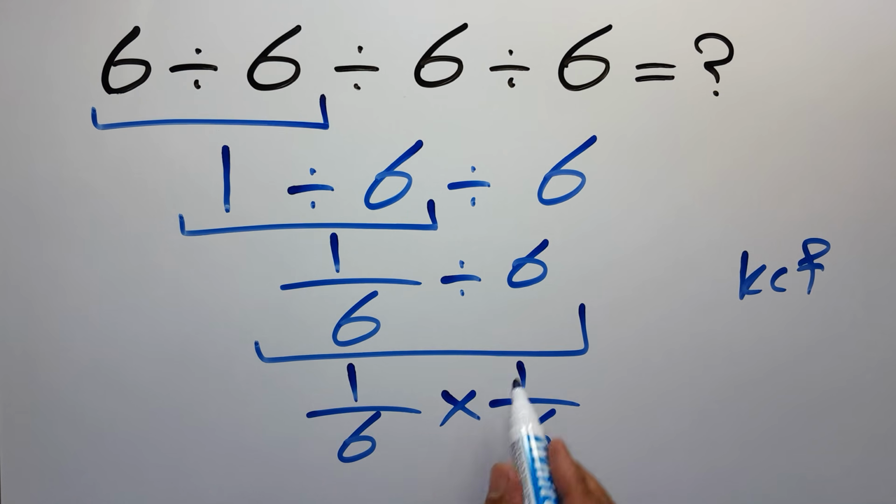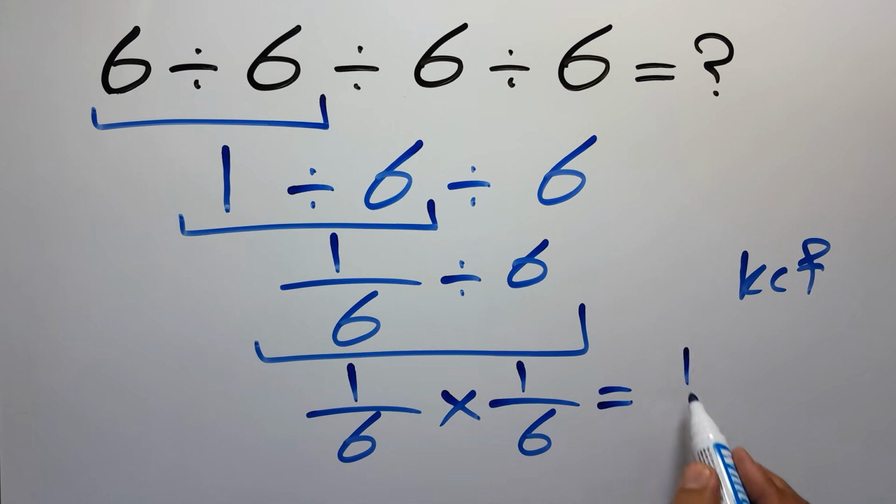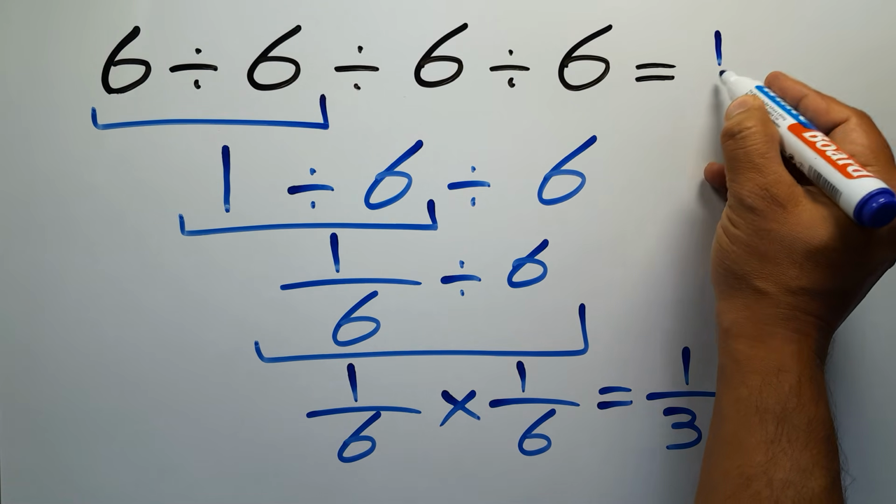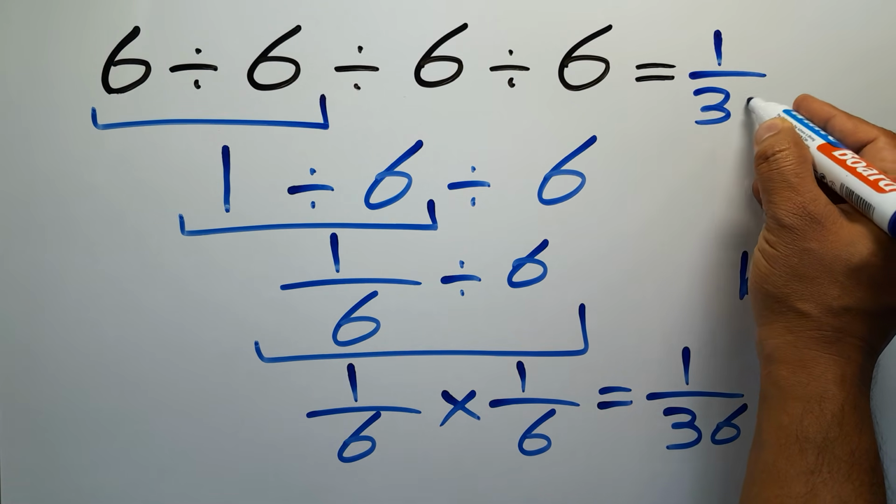1 over 6 times 1 over 6, which equals 1 over 6 times 6 gives us 36. 1 over 36. And this is our final answer to this problem. The correct answer is 1 over 36.